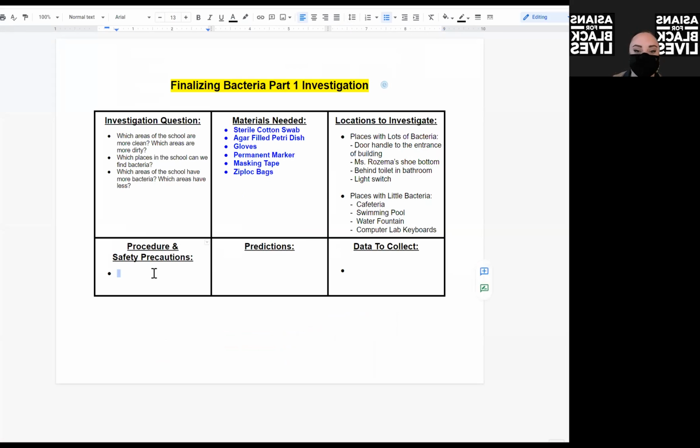Right. So what are some safety precautions I should take when I go around swabbing for bacteria?